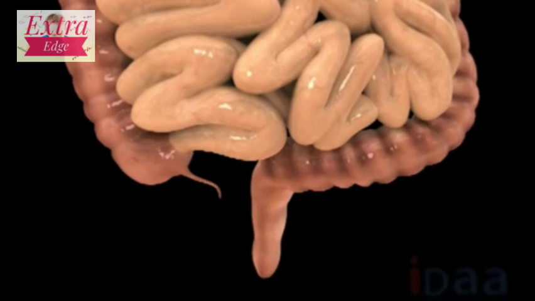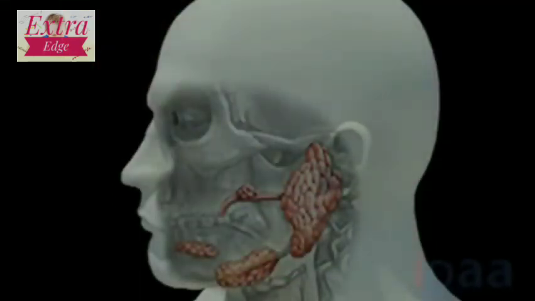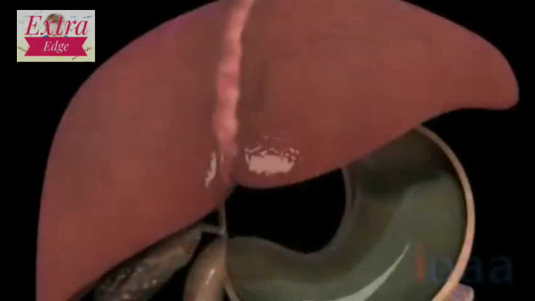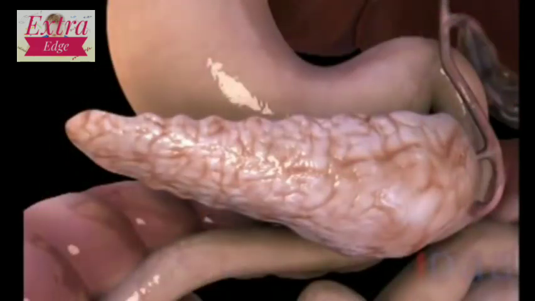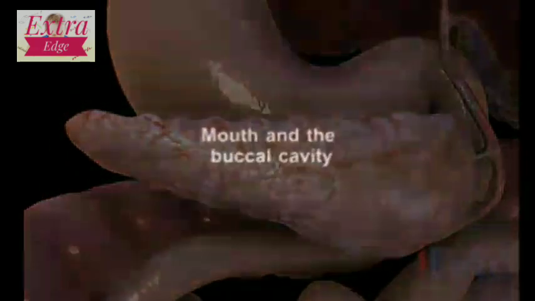Also, various glands help in the process of digestion: the salivary gland, the liver, which is the largest of all the glands, and the pancreas.